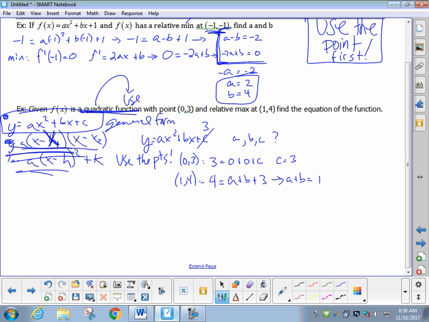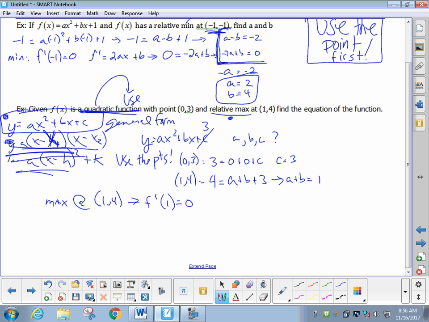Now, surely we need another one. What's another relationship that I can use? There's a component there I haven't touched on yet. What is it? F prime. Yeah, the max. Surely the max, if there's a max at (1, 4), that implies something. What does it imply? The derivative where? At 1 is 0, okay?